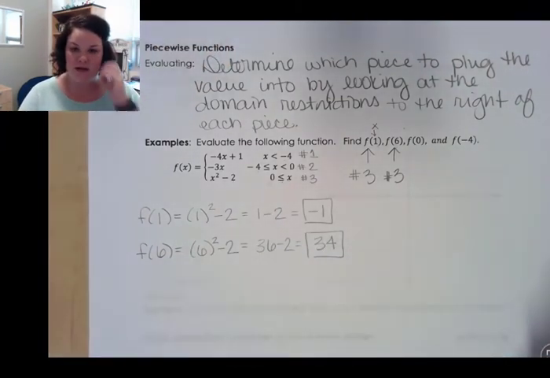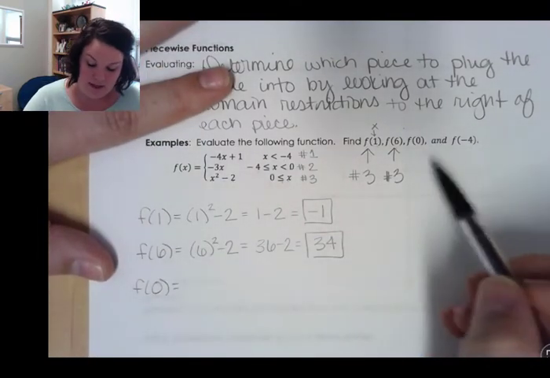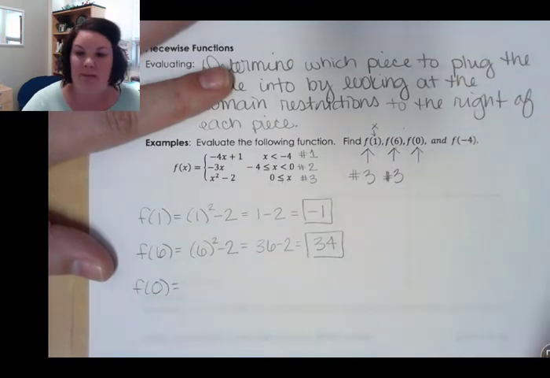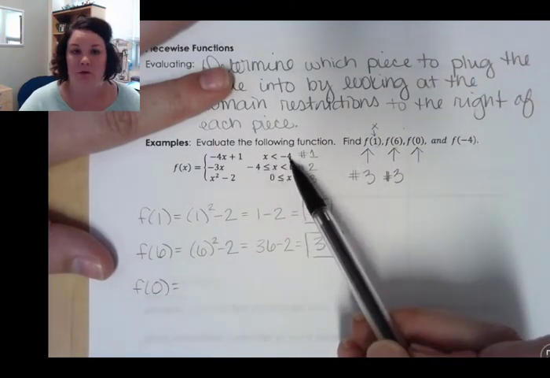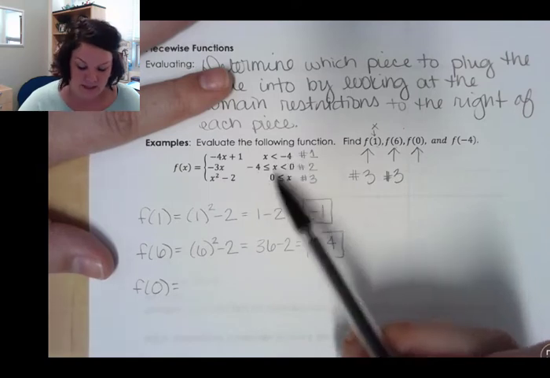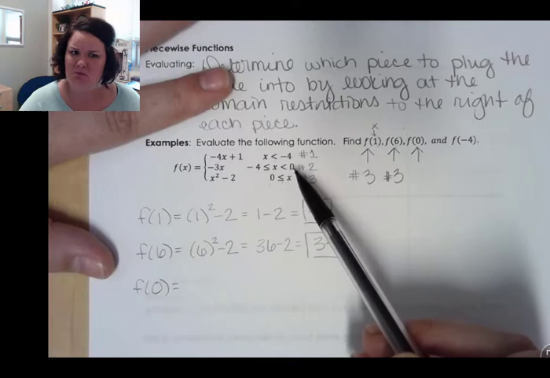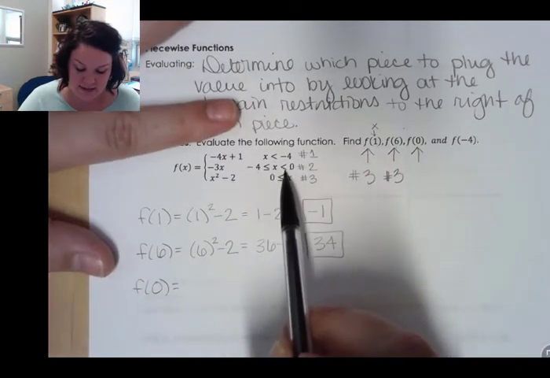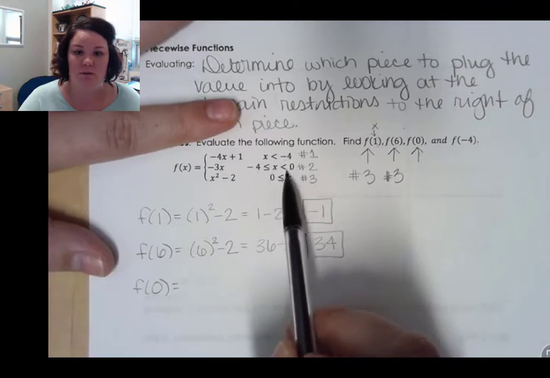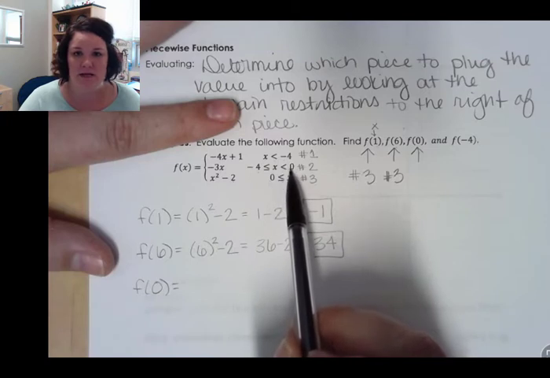Okay. Then I look at my next one, which is f of 0. Okay, I need to know which one am I plugging this one into. Is 0 less than -4? No. Is 0 between -4 and 0? Maybe. But notice on this one, this is strictly less than 0. Okay, there's no equal to bar here. So if it's not included here, then I can't include 0 in this piece.